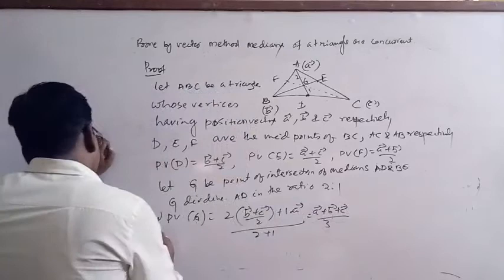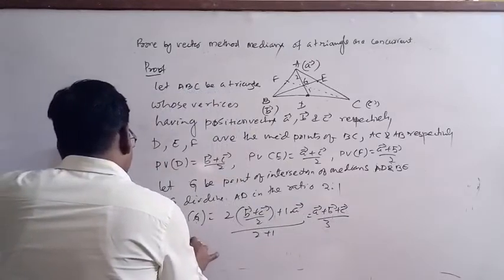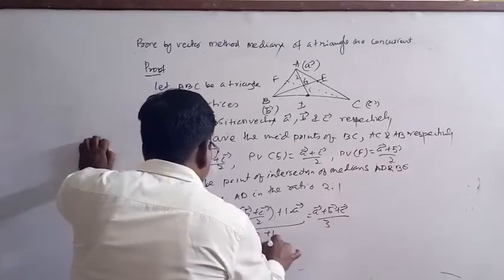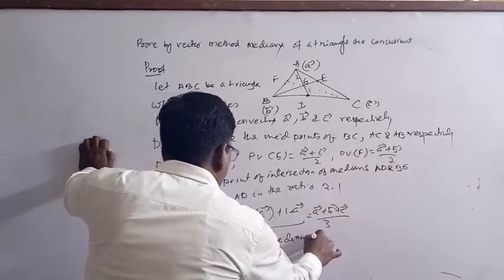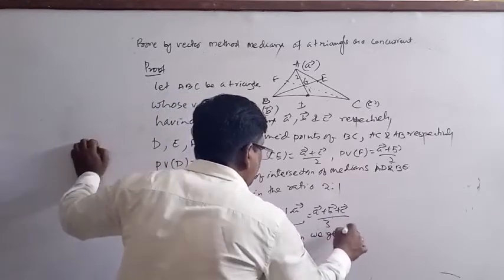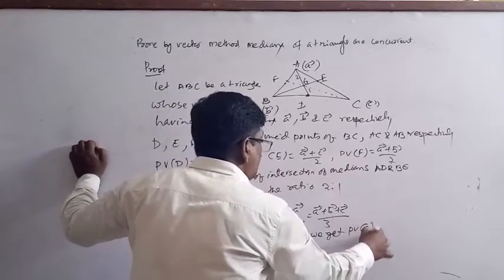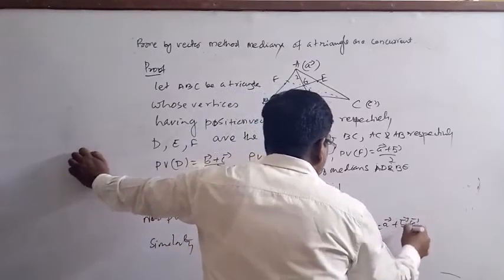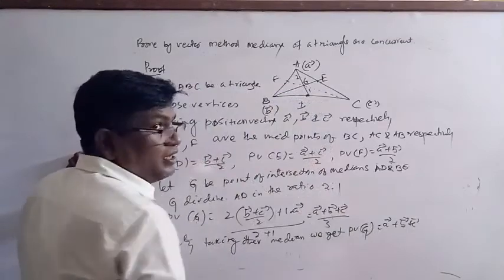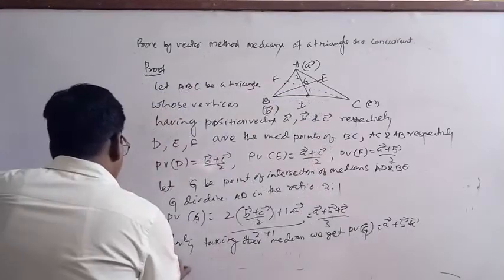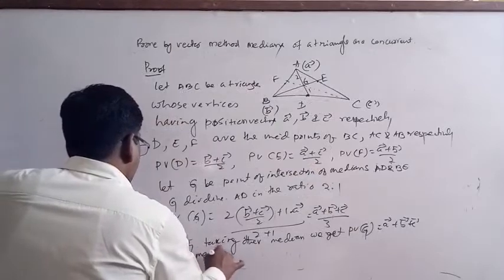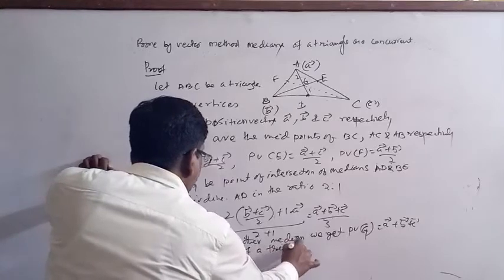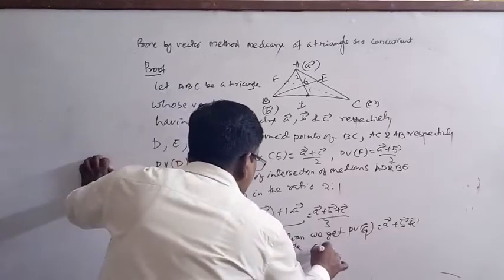Similarly, taking the other medians, we get the position vector of G equal to A plus B plus C by 3. Therefore, the medians of a triangle are concurrent.